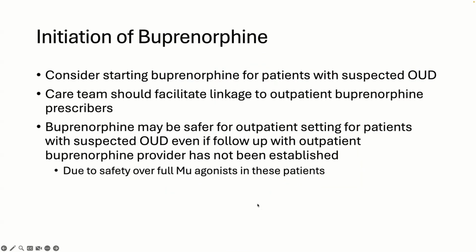Again, just summarizing what we spoke about: for buprenorphine, consider starting it for patients with suspected opioid use disorder. This should likely be done in consultation with addiction medicine and the team, of course, responsible for the patient. It is very important to facilitate the linkage to outpatient follow-up for these patients. Interestingly, those multi-society guidelines recommended that buprenorphine may be safer for outpatient settings for patients with suspected opioid use disorder, even if follow-up with an outpatient buprenorphine provider has not been established.